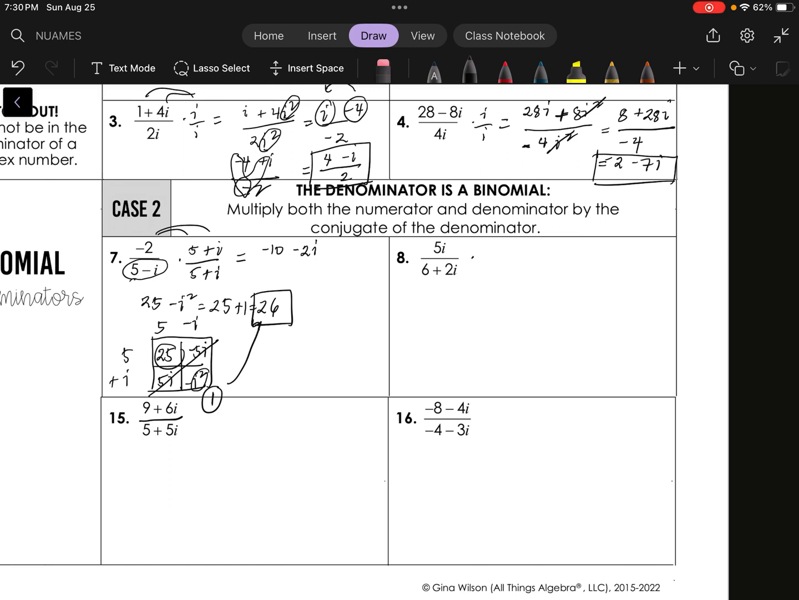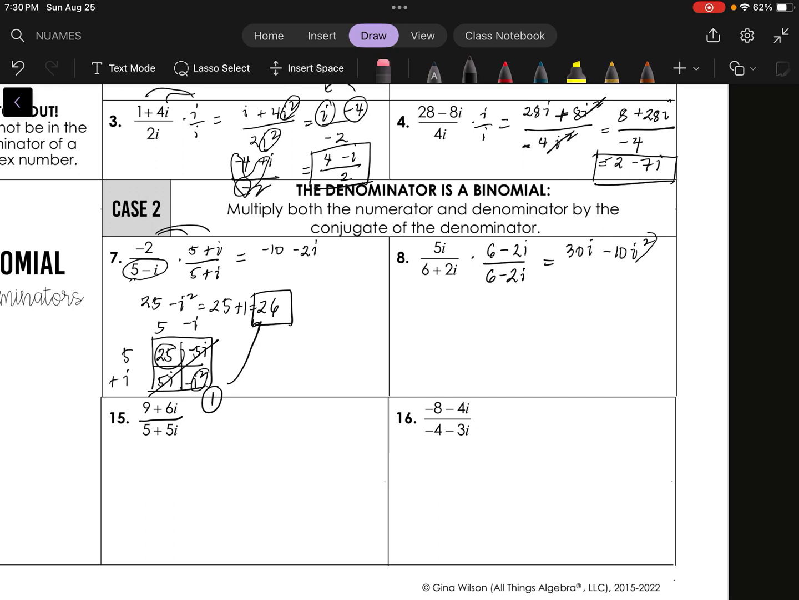So what's the conjugate of 6 plus 2i? Again, just copy the a, copy the bi form, and give me the opposite operation, which is a minus. So you have 6 minus 2i here. We do the same thing. 5i times 6 gives you 30i. And then 5i times negative 2i gives you a negative 10i squared.